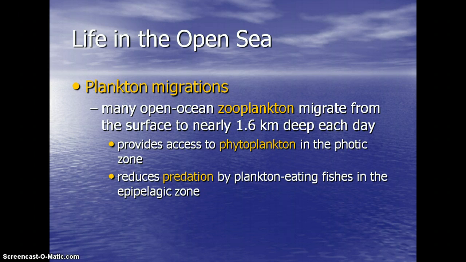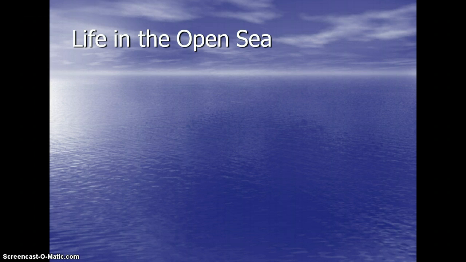And we'll talk more about this when we talk about the deep ocean. The fish and the plankton and stuff that live in this region form what we call the deep scattering layer, and that'll come more into play when we talk about the deep ocean. So stay tuned for more information on that.